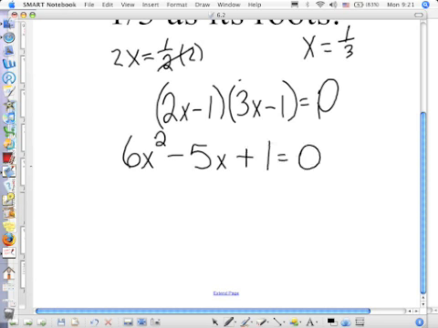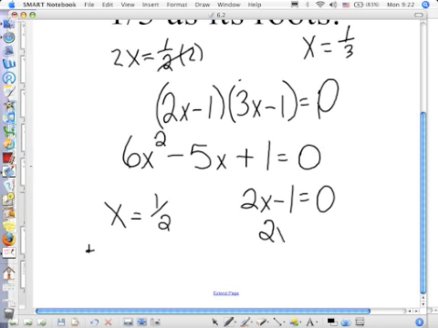6x squared minus 5x plus 1 equals 0 was the fraction that belongs to it. Okay? Here. All right. You two back there who are not getting it. If I have 2x minus 1 equals 0 and I want to solve for it, first thing I'm going to do is add 1 to both sides. Then I'm going to divide by 2, right? And I get x equals 1/2.